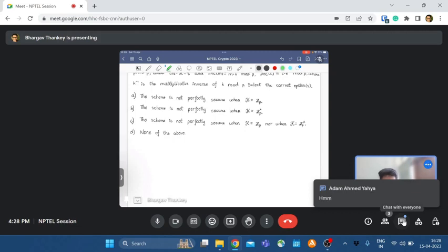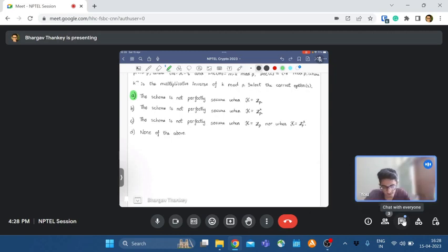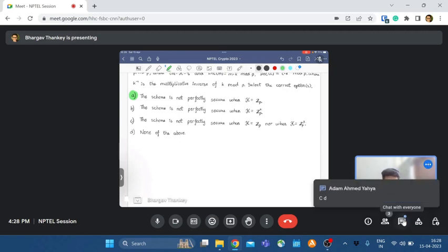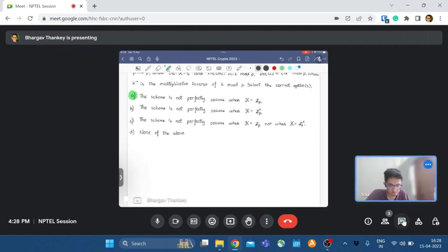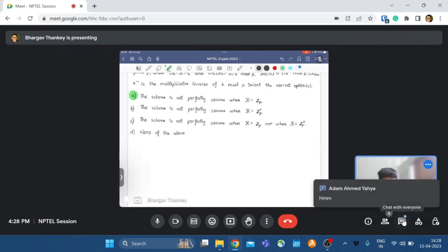Okay, so A is correct, and here's why. What we'll show is that A is correct and B is false. So that means that C is also false. And D can't hold because it's none of the above. So what we'll show is that A is true and B is false. Okay, so let's see why A is true.